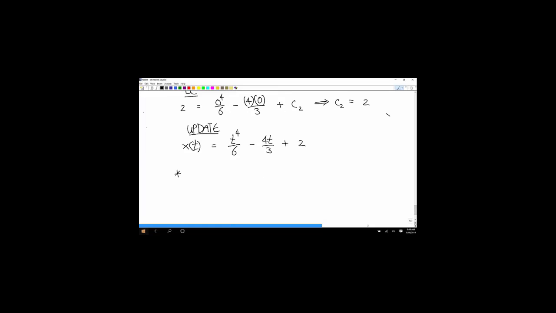There's one thing I want you to notice from that one. For an ordinary differential equation of order n, you need n boundary conditions to solve for the constants of integration.